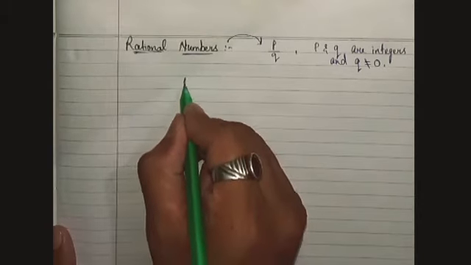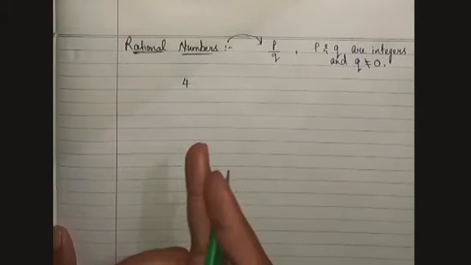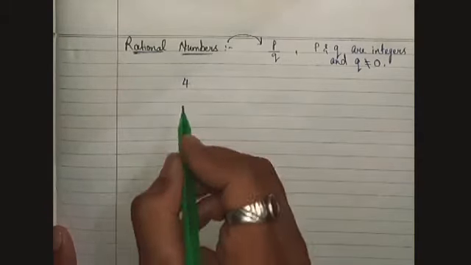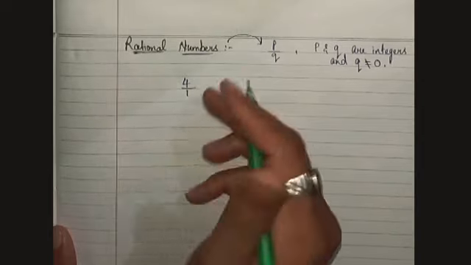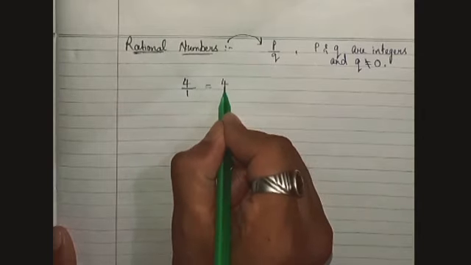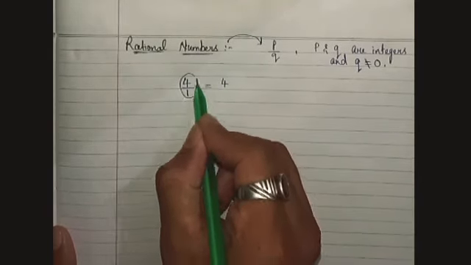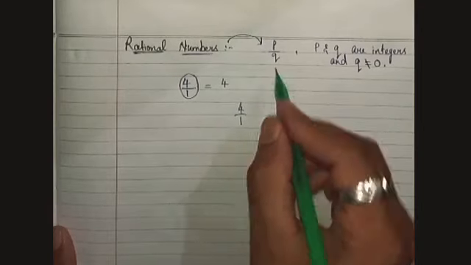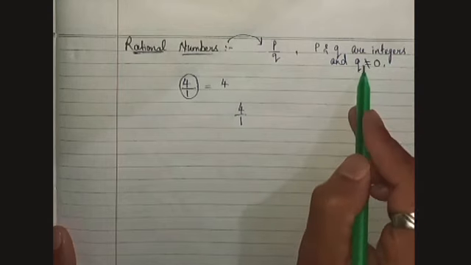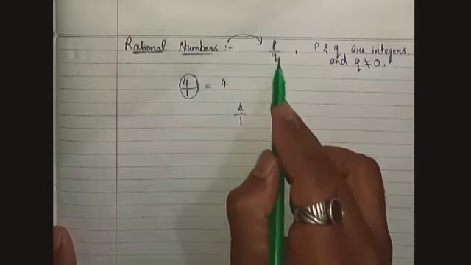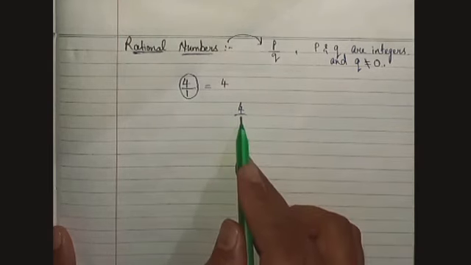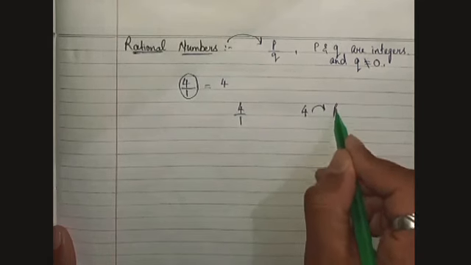Now consider the example 4. 4 is an integer, 4 is also a whole number, 4 is also a natural number. So I can write 4 as 4 upon 1, because 4 divided by 1 will give answer 4 only. So 4 by 1 is equivalent to 4. So here 4 by 1 represents a number in the form of p by q. 4 and 1 both are integers, and q value should not be equal to 0, that is, the denominator part should not be equal to 0. So here it is 1. So we can say 4 is a rational number.